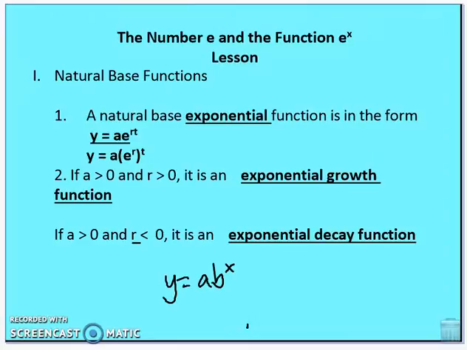Furthering our discussion about e, the natural base exponential function form is y equals a times e to the rt, where again e is 2.718, r is a value greater than 0, a is greater than 0, and we have an exponential growth function.